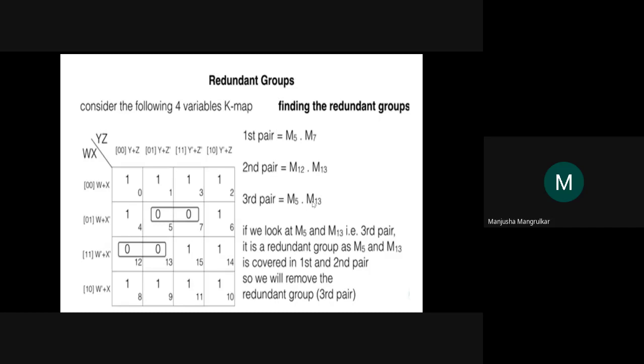So if we look at the 5 and 13, the third pair, it is a redundant group as 5 and 13. It covers the first and second. So we will remove this pair. We will not consider this pair, right? So no zero should be left.